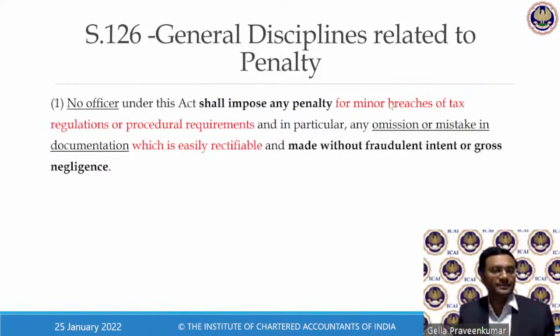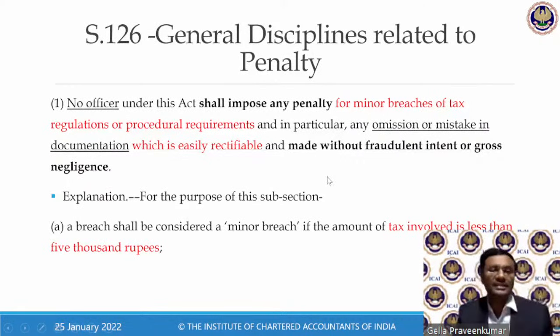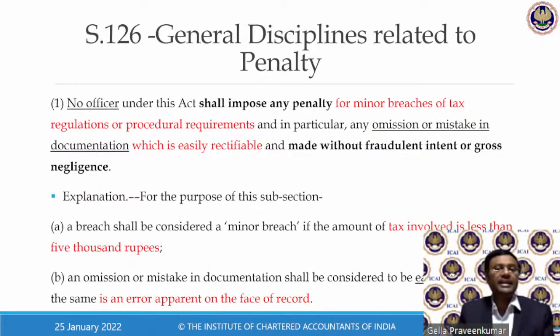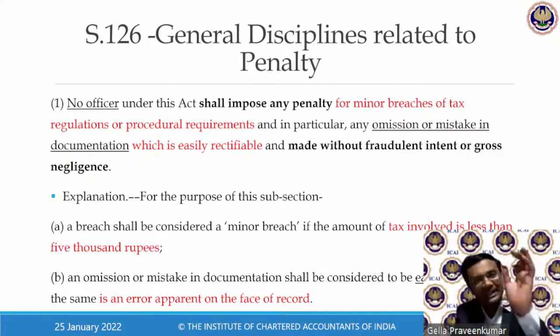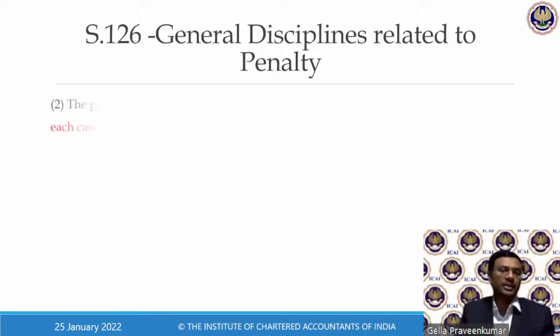Let's move further. For the purpose of this section, a breach shall be considered minor where the tax value is less than 5,000. Omission or mistake in document shall be considered as easily rectifiable if it is an error apparent on the face of the record. I know the moment I see that 1473 written as 1743, everyone knows that it's a clerical error. So in these cases, they say no penalty shall be invoked.